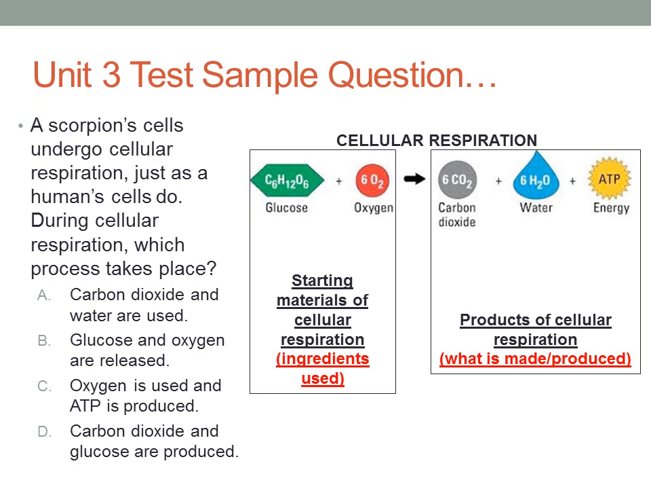So here's the last question. A scorpion's cells undergo cellular respiration just as a human cell does. During cellular respiration, what process takes place? Is it A, carbon dioxide and water are used, B, glucose and oxygen are released, C, oxygen is used and ATP is produced, or D, carbon dioxide and glucose are produced? The best answer for this one would be C, oxygen is used and ATP is produced. You see that oxygen is one of the ingredients, and ATP is one of the products of cellular respiration.